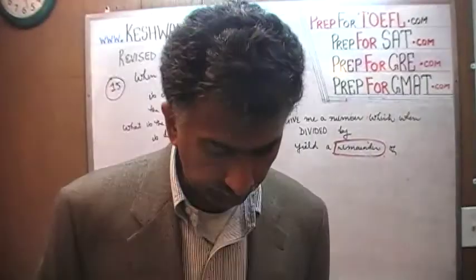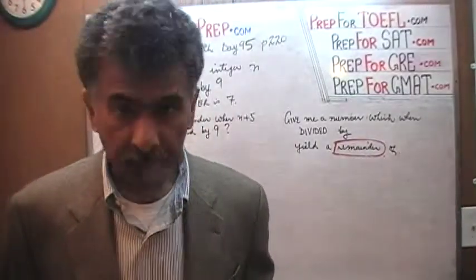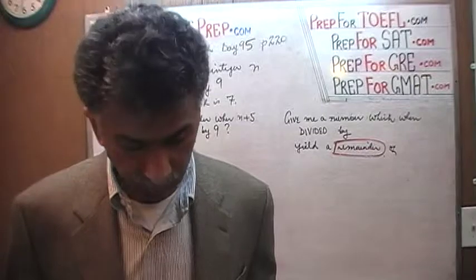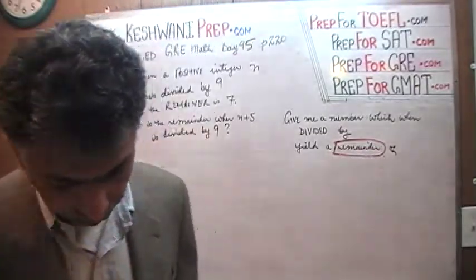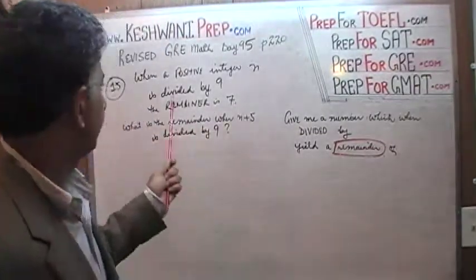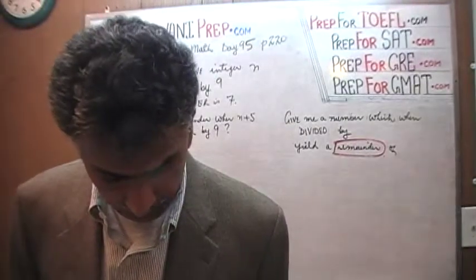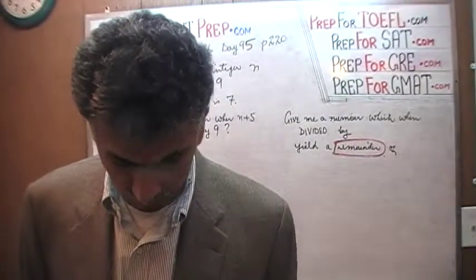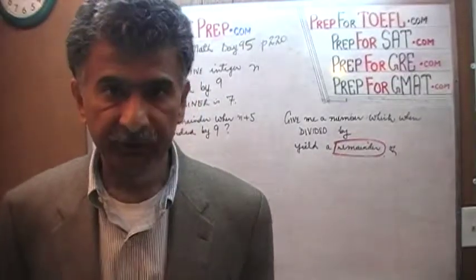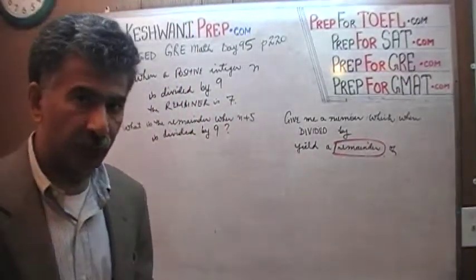This is problem number 15 on page 220, and today is our lesson number 95. Before we actually do problem number 15, I'm going to read it to you. Make sure that you have the book in front of you. It says, when a positive integer n is divided by 3, the remainder is 2, so on and so forth.